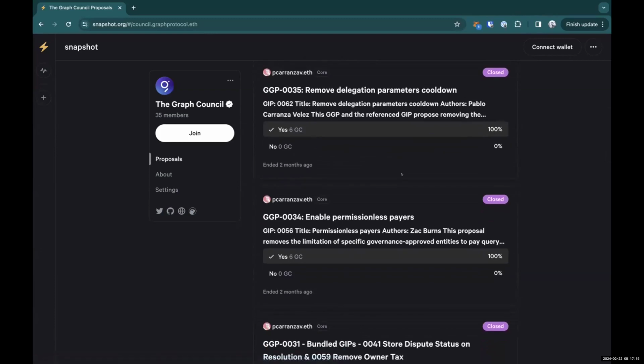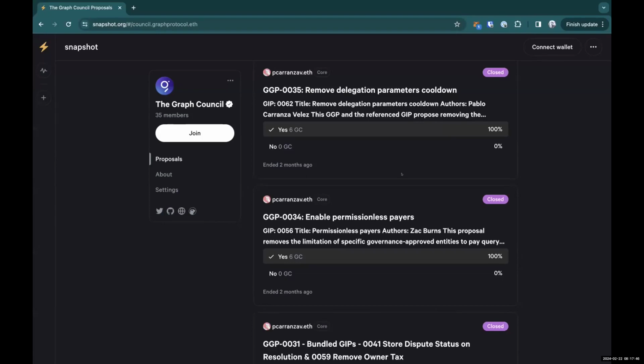And then finally, GGP-35 that has to do with GIP-62 is about removing delegation parameters cooldown. That is, all indexers can set their delegation parameters, that is how much of indexing rewards and how much of the query fees are kept by the indexer versus distributed to their delegators. And there used to be this cooldown period where the indexer could sort of block themselves from doing changes in a certain period of time.